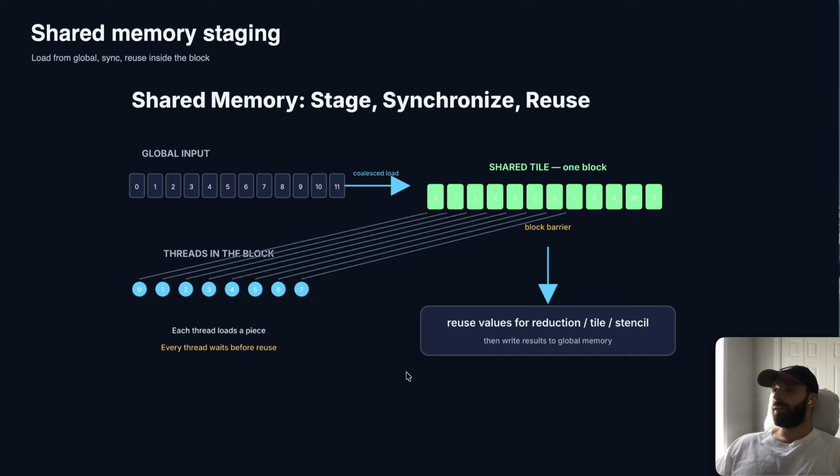The pattern shows up in matrix tiles, stencils, convolution, histograms, and reductions. You see this pattern in all of those things. And shared memory isn't magic. It helps when an algorithm has real reuse or communication inside a block, but it's also finite. So using more shared memory per block reduces how many blocks fit on the GPU at once.